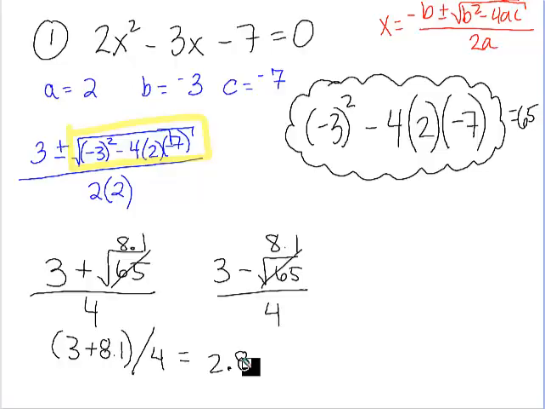So that's 3 plus 8.1 divided by 4, which gives 2.8. And then we do the same thing for the next one, the minus. So 3 minus 8.1 divided by 4 gives us what? 1.275, so 1.3.